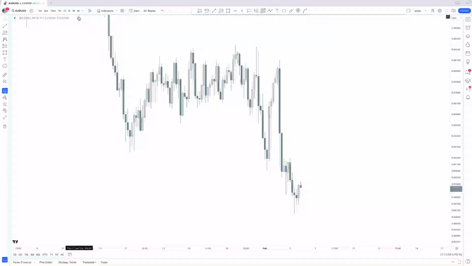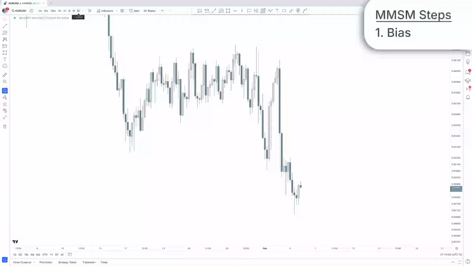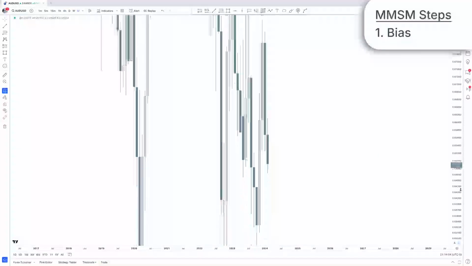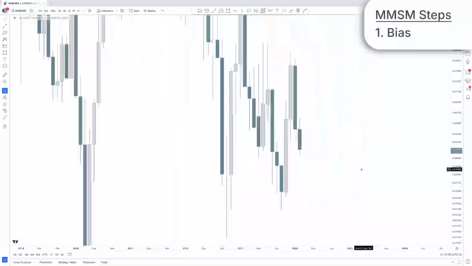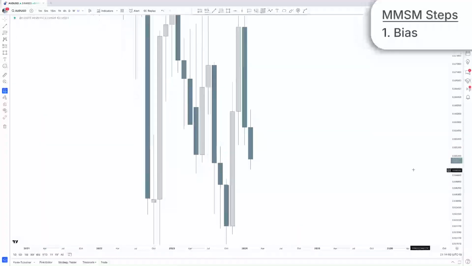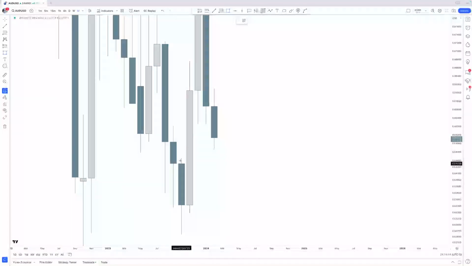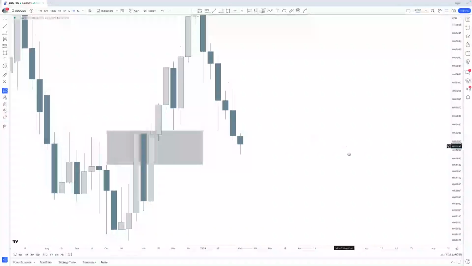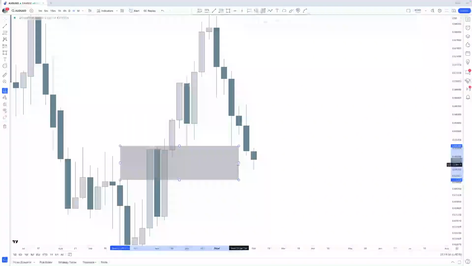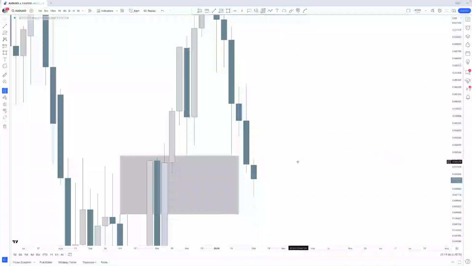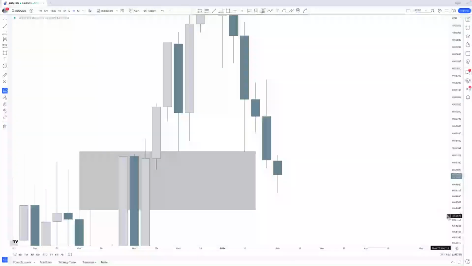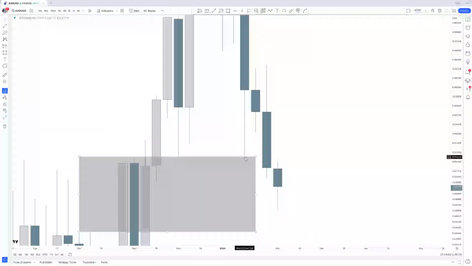Now, the first step to this market maker model trading plan is the bias. How do we determine the bias right here? We start on the monthly time frame. And on the monthly time frame, we actually see something very interesting because we see a monthly fair value gap right there, which could push price higher. So to get more clarity here, we need to go into the weekly time frame. Because when we go into the weekly time frame, we see something very, very interesting. We have a small tap into the monthly fair value gap that we saw right there.